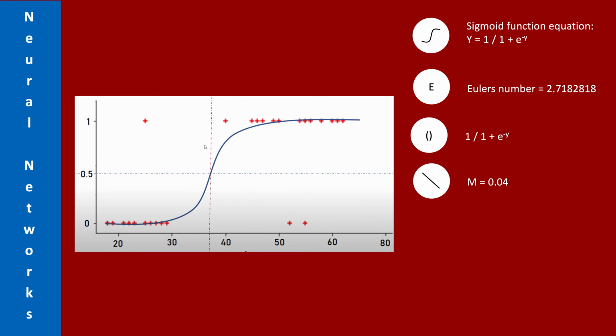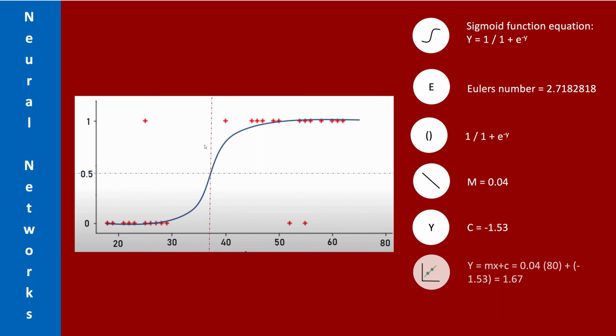By applying the above function, it converts the prediction of our value to between 0 and 1. For example, if we had a value 80, and our slope was 0.04 and our y-intercept was minus 1.53, our linear equation y equals mx plus c for the age 80 will give the result 1.67, which is out of our 0 to 1 range, because a probability of a person buying insurance should be between 0 and 1.